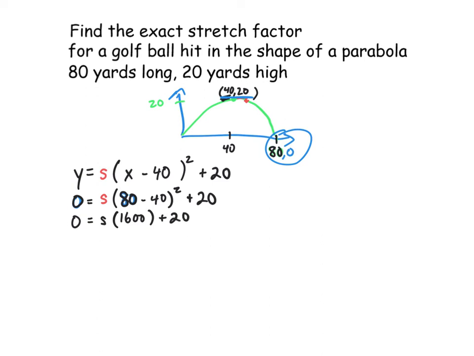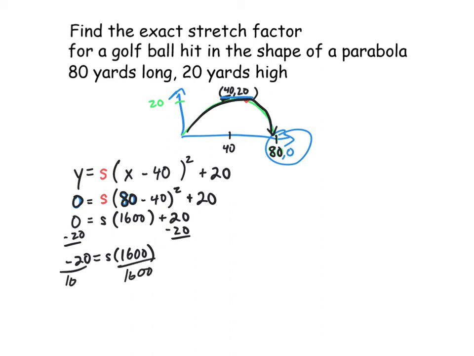I need to get s by itself. We should be undoing, getting rid of that 20. We got negative 20 equals our stretch times 1,600. That's good so far because I know the stretch is negative, right? It is a downwards parabola. So that looks good. We divide by 1,600.